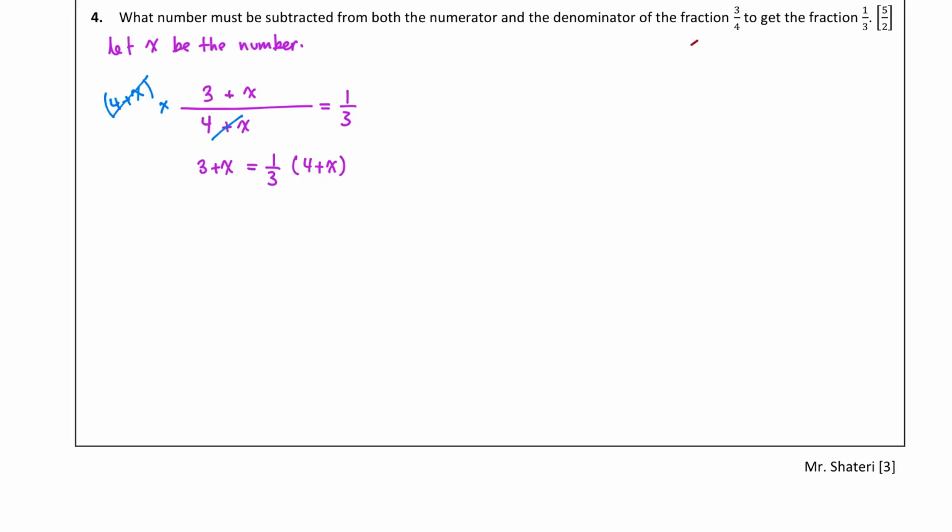And then I want to get rid of the denominator on the right hand side, so I multiply both sides by 3. But when I multiply by 3 on the left hand side, I have a binomial here, so I will keep that in brackets so that I don't forget that I will have to distribute the 3 into the binomial. That cancels out the 3 on the right hand side, and I'm left with 3 times 3 plus x is equal to 1 times 4 plus x.